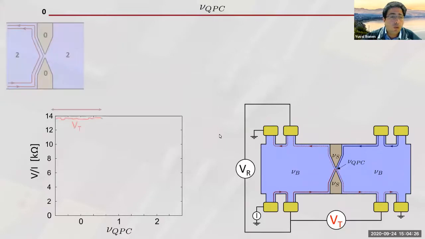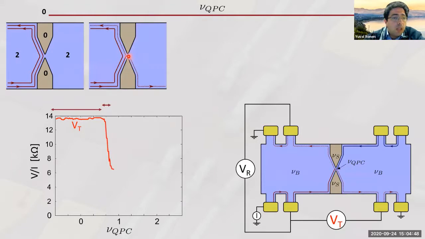Okay, so we start by just having 2 edges which are reflected back because the new QPC is 0. And then you see that VT basically has some finite value. It's RQ divided by 2, like 12.8 kilo. And then when we open the QPC a bit, we have the beam splitter for the outer edge. So this is this drop in VT, which is exactly the operation of the beam splitter on the outer edge.